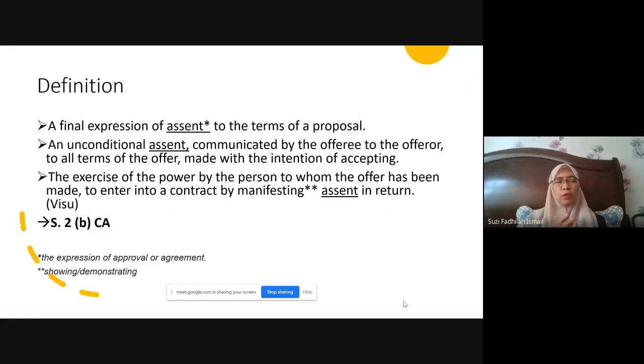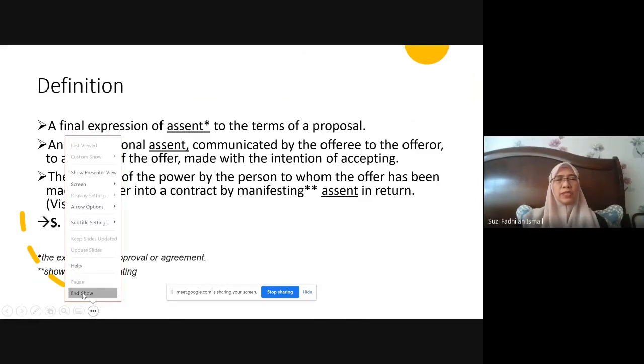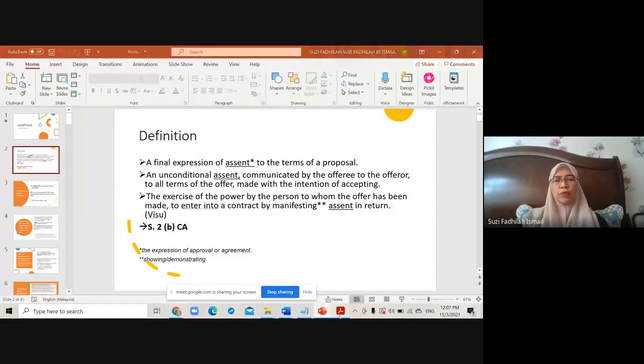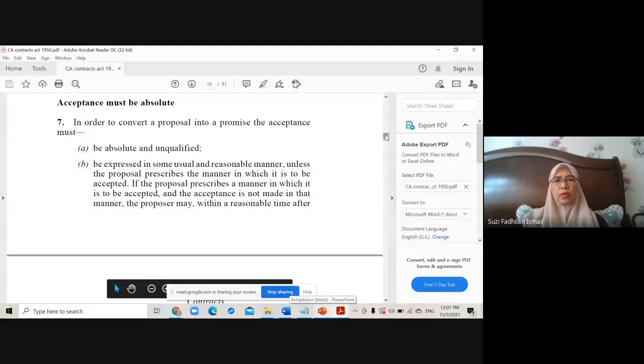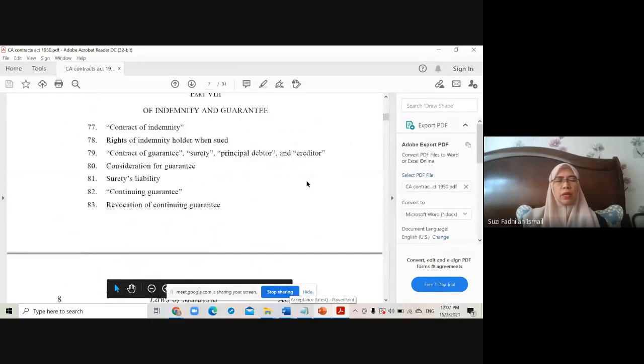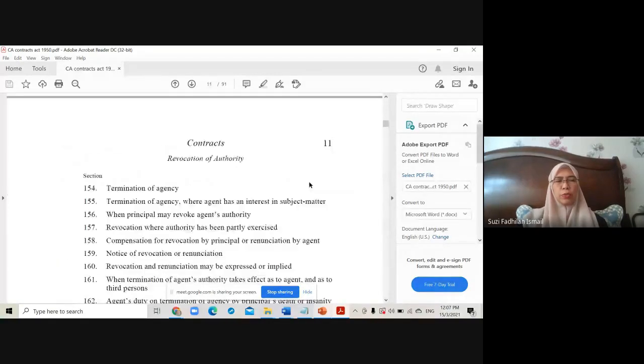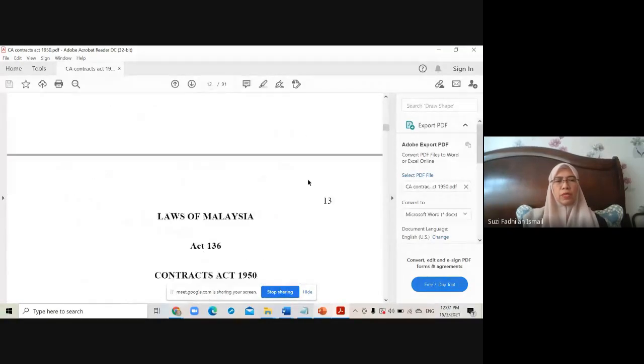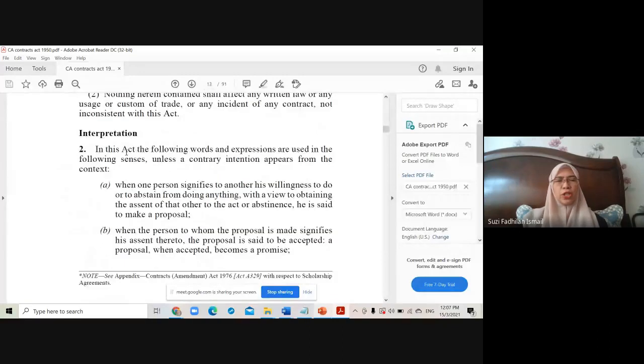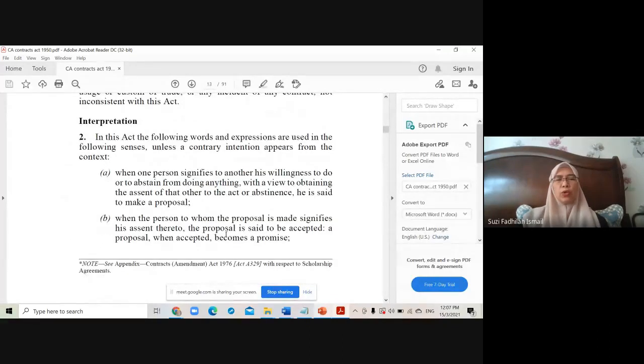We want to have a look at section 2B, which is the interpretation, or we call it the statutory definition of the word acceptance. I think last time we were at section 2A. Now we want to have a quick look at section 2B. Interpretation 2B: when the person to whom the proposal is made signifies his assent, that's the word assent there too, the proposal is said to be accepted.